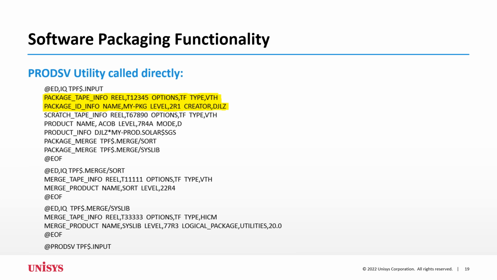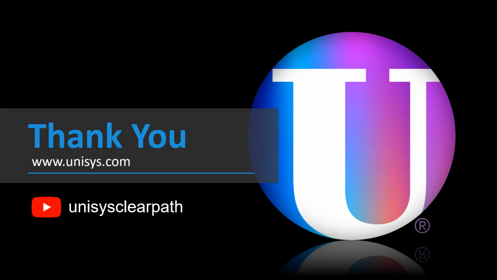I won't go into any further detail on SGS formats or software packaging in general. For additional information, refer to Section 4 of the Solar End Use Reference Manual. This concludes the discussion of solar features for ClearPath OS 2200 Release 20.0. But before I end, I want to stress again the importance of key table dollar maintenance in ensuring efficient access and software license compliance.